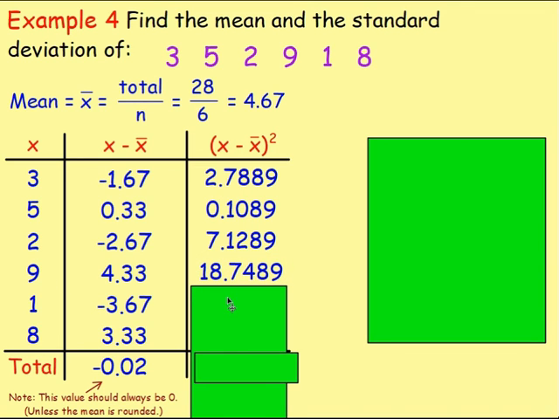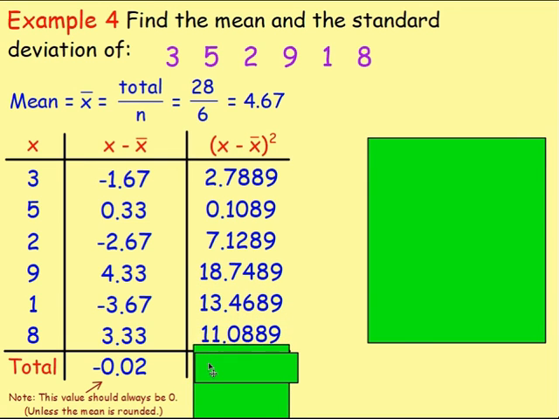Square 4.33, put these in the calculator. Square negative 3.67 and square 3.33, and we'll get these results. Again, just check that these are always going to be positive because we have squared a number that will always be positive. If you add all these numbers together, what do you end up with? Well done, you're perfectly right. You would end up with 53.3334.